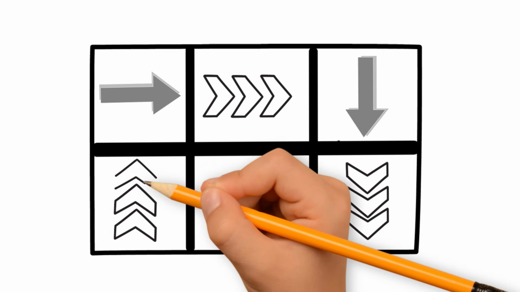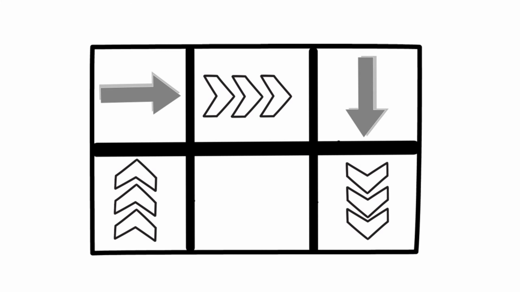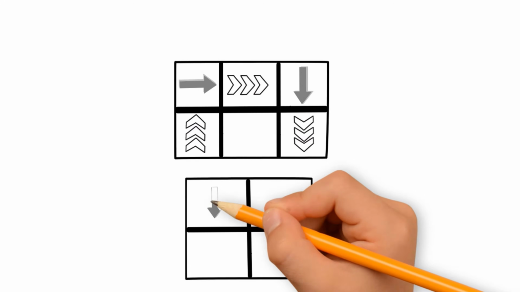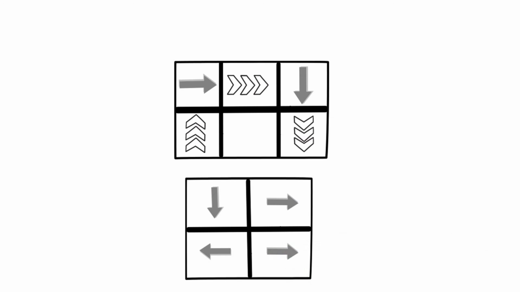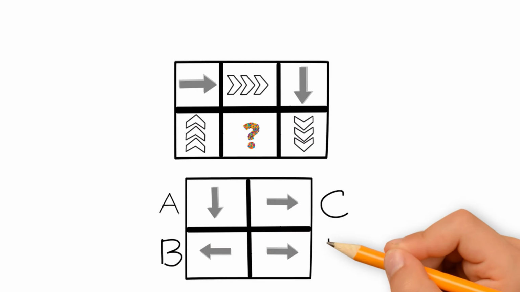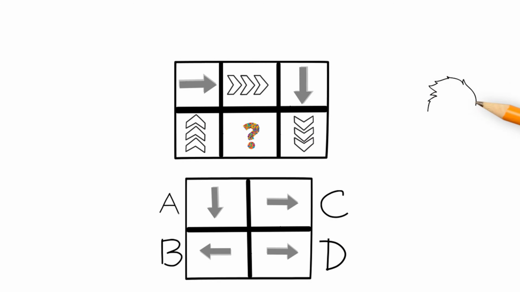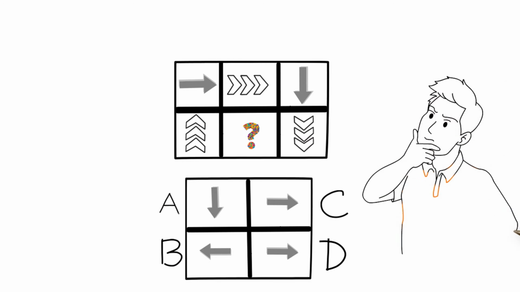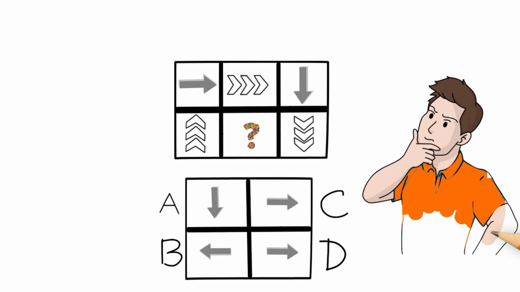5 shapes are present, and 1 shape is missing. You're presented with 4 different choices to identify the missing shape, which is highlighted by the question mark. You have choices A, B, C, and D. Give yourself 10 to 15 seconds to see if you can identify the right answer.